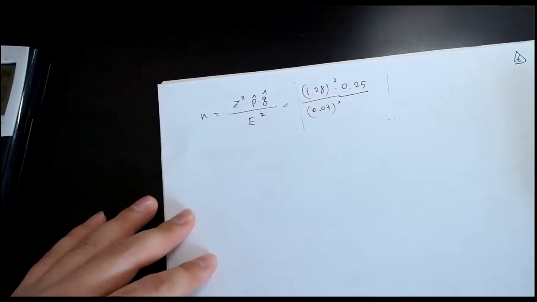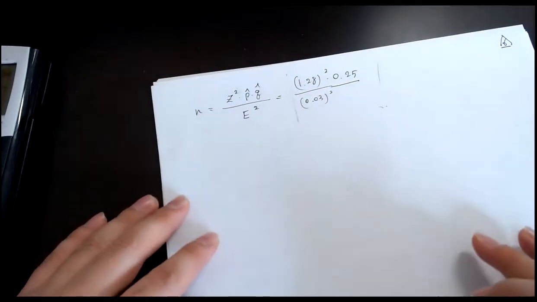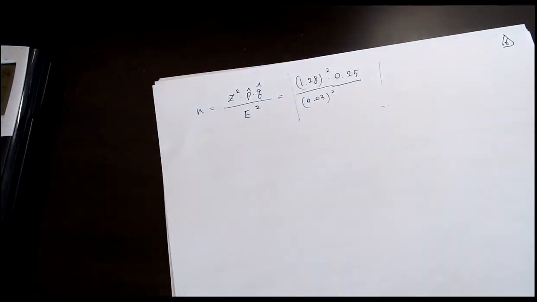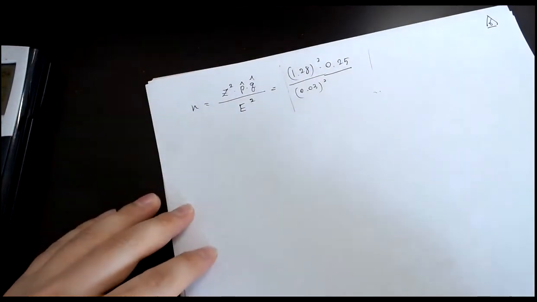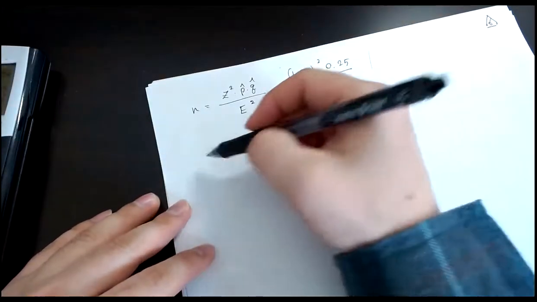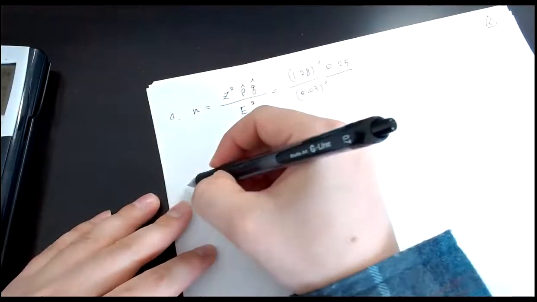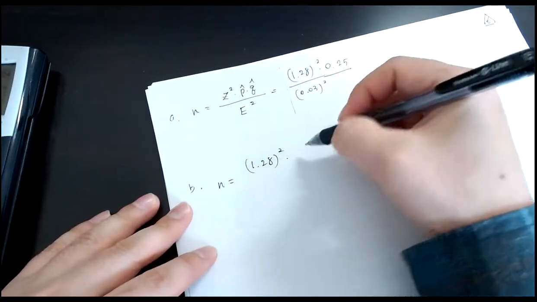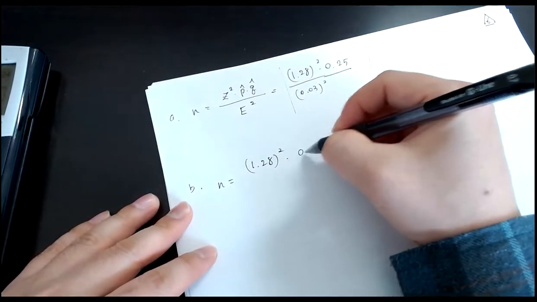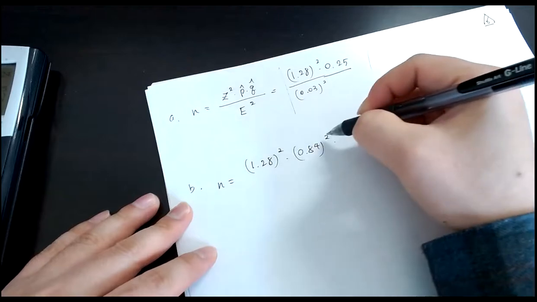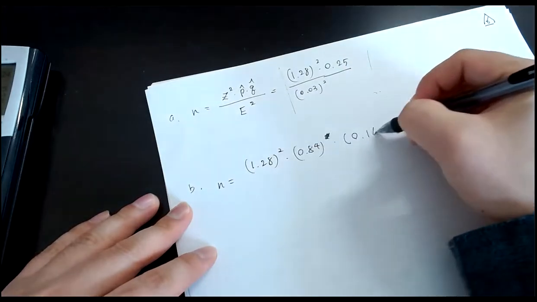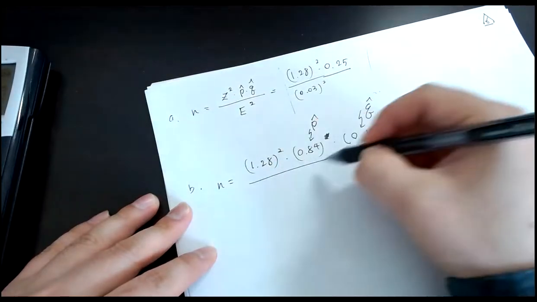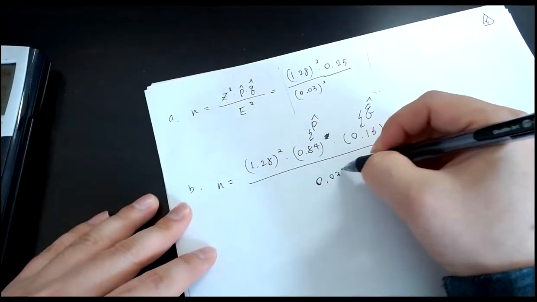The next problem: assume that for a recent year, 84% of Southwest flights were on time. So the sample proportion must be 84%, right? So in this problem n is going to be 1.28 squared times 0.84, this is p hat, times 0.16, this is q hat, divided by E squared. E is 0.03, squared.